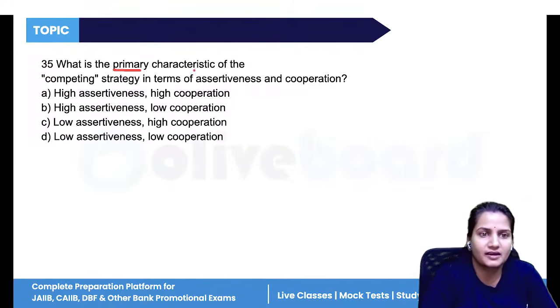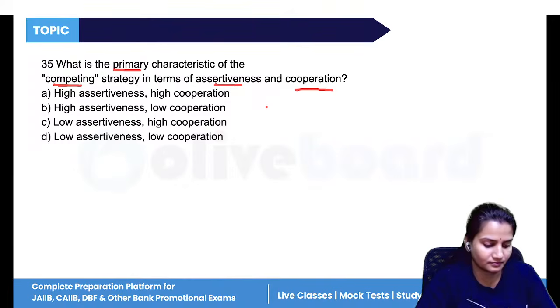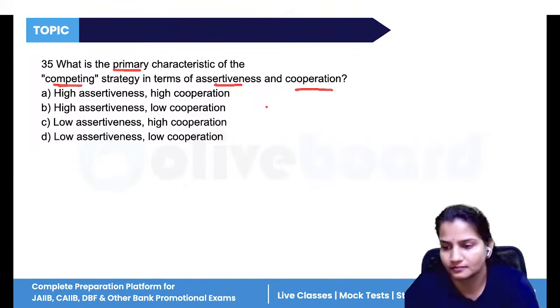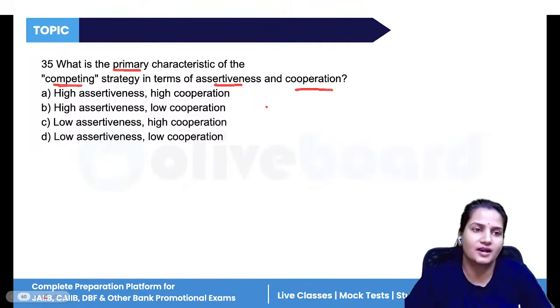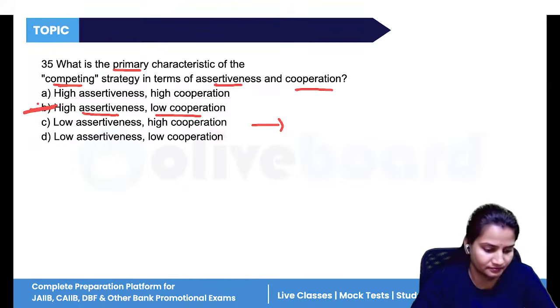Now, what is the primary characteristic of competing in terms of assertiveness and cooperation? Competing means you are indulged in a fight, you are fighting with the other person, you are trying to prove yourself correct. So here high assertiveness is there and cooperation is low. Option B.